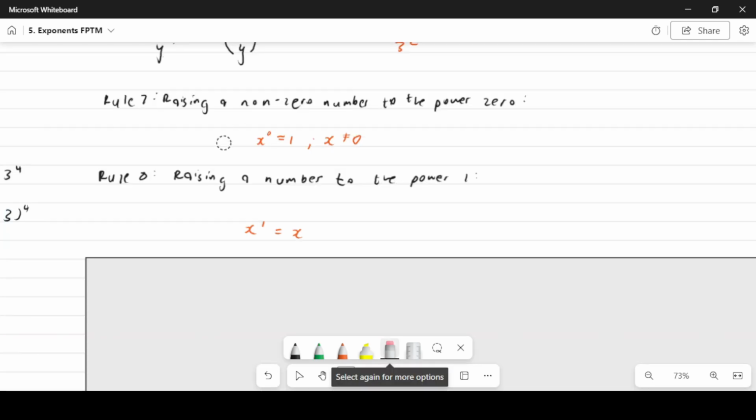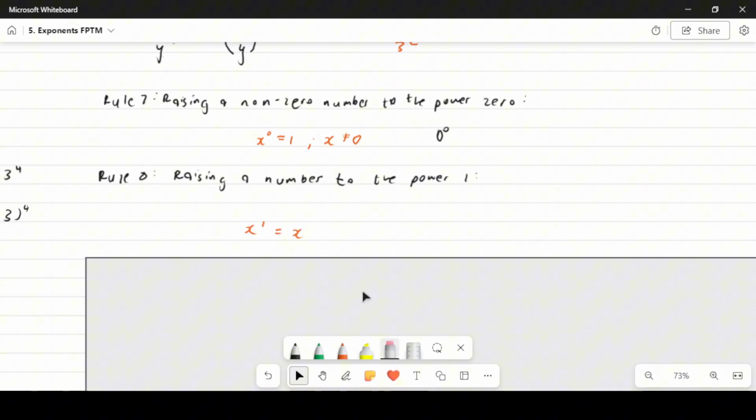Okay? Let's look at the next 2 rules. Raising a non-zero number to the power 0 is what? 1. So as long as the number is not 0, then the answer is 1. Now 0 to the power 0, when you go to higher grades, there's no actual value for 0 to the power 0. There are many values that you could have. It doesn't have a single value. But for now, you just need to remember that raising a non-zero number to the power 0 will be 1. Raising any number to the power of 1, any number, there's no restriction, it'll be that number.